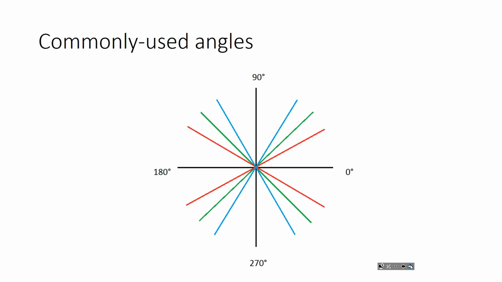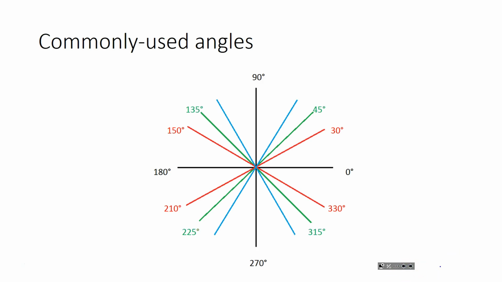Let's look next at the red lines, which I've drawn here. The red lines would correspond to 30 degrees, 150 degrees, 210, and 330 degrees. But I'd like you to notice that in each case, these angles marked in red are exactly 30 degrees from the x-axis.